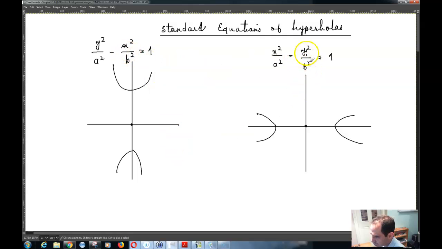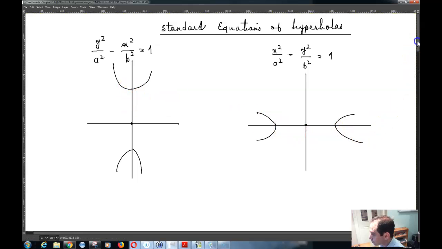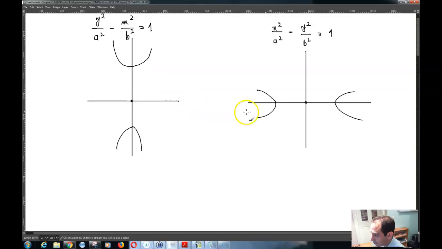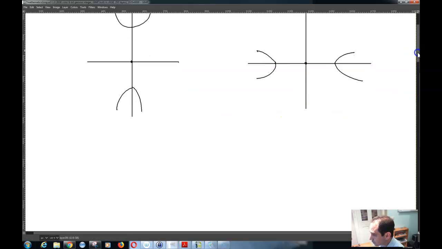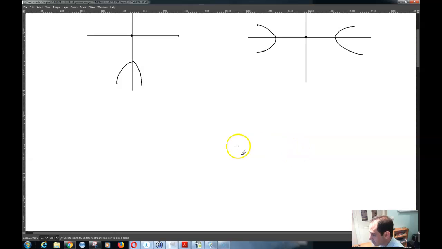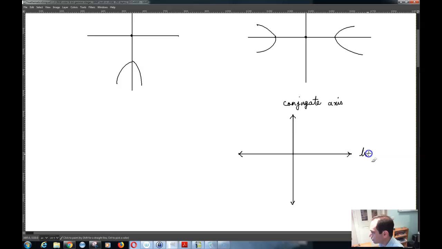So these are just two cases of these hyperbolas, and of course you know that as far as a hyperbola is concerned, you always have the transverse axis over here. And then you have the conjugate axis. So this is the conjugate axis. You have the conjugate axis over here. You have the transverse axis over here.